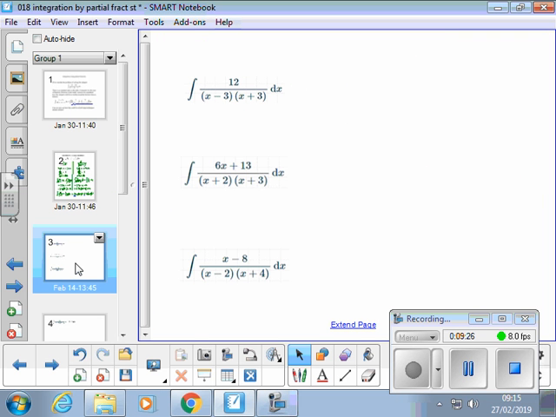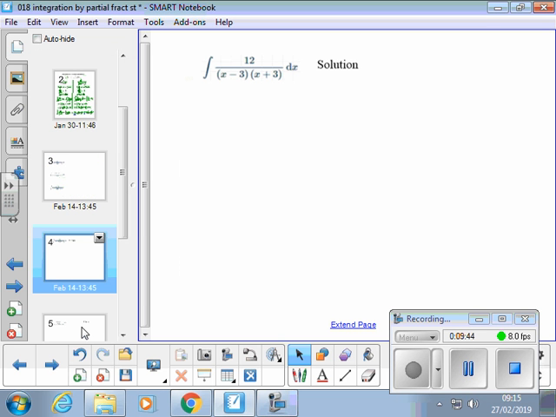So, what we've got for you to have a go at is 3 examples of functions that require you to integrate. I'll put them separately on the following pages so you've got plenty of room. The first one is 12 over x minus 3 times x plus 3. The solution first involves resolving that into 2 partial fractions.